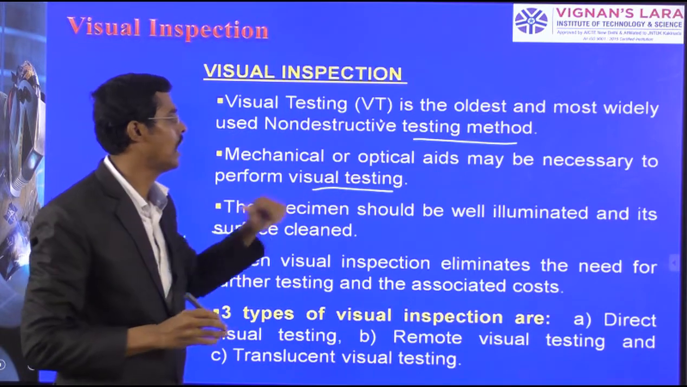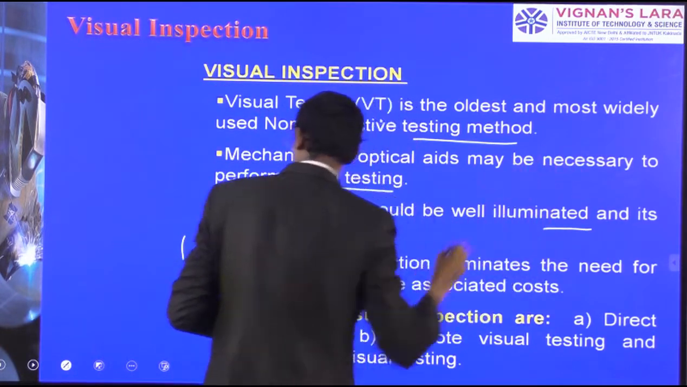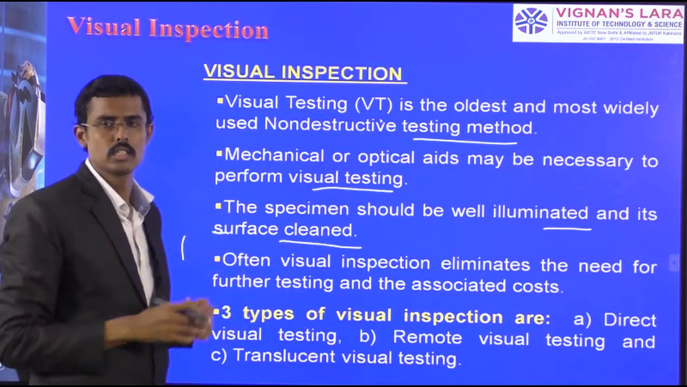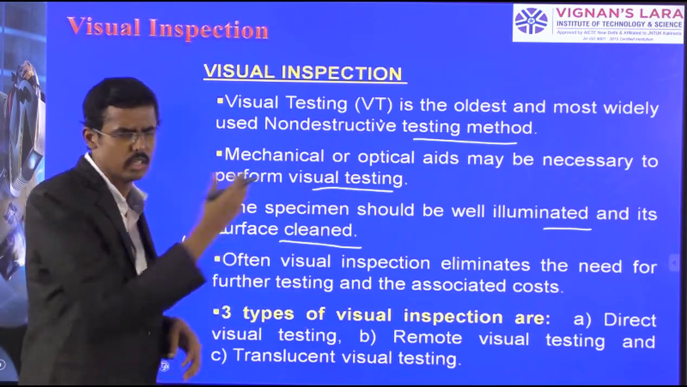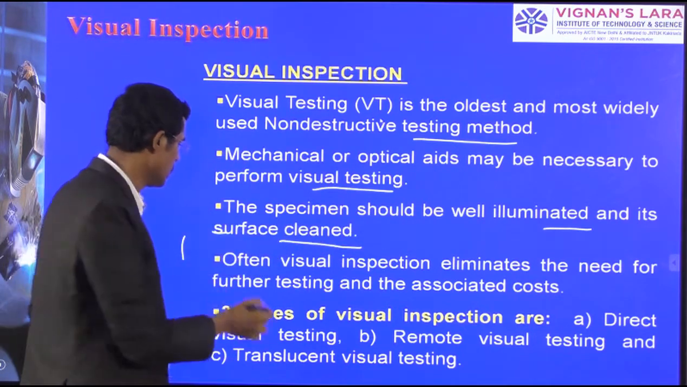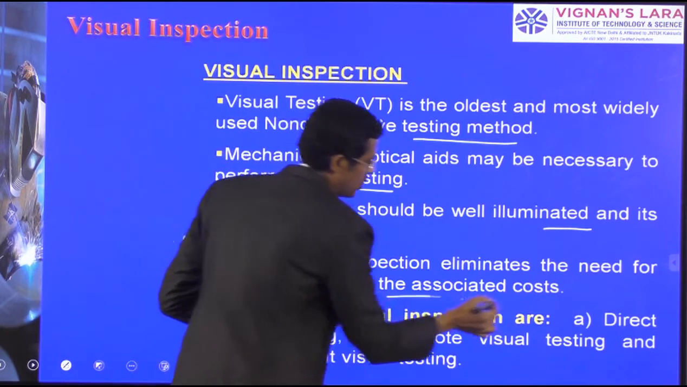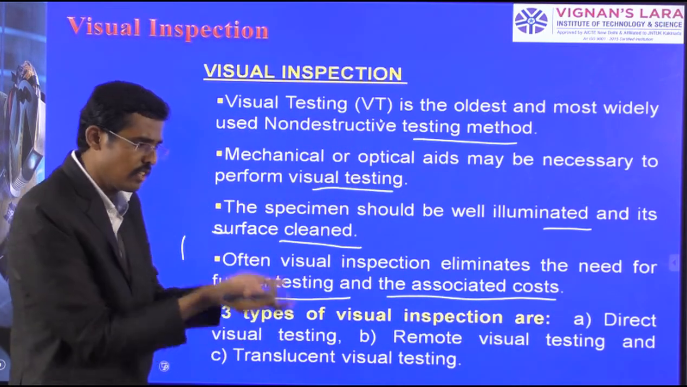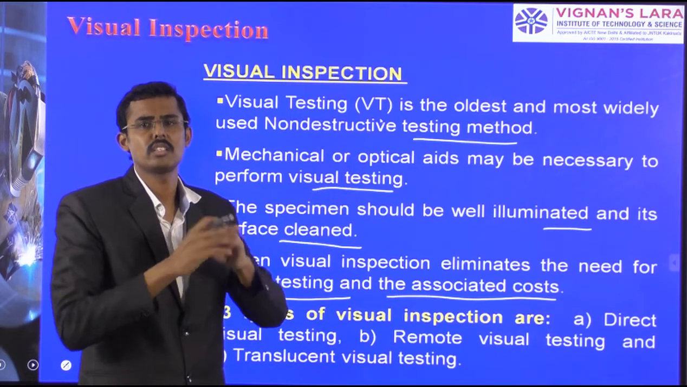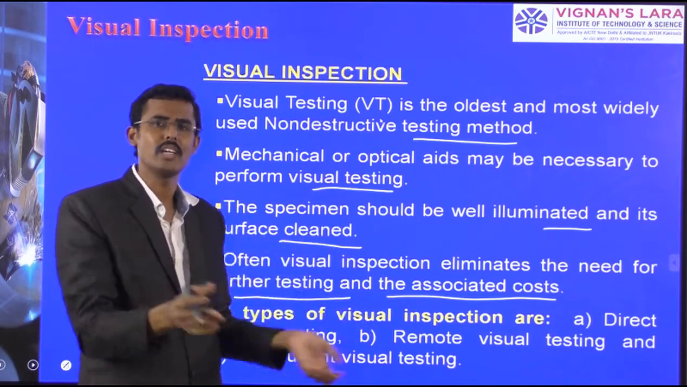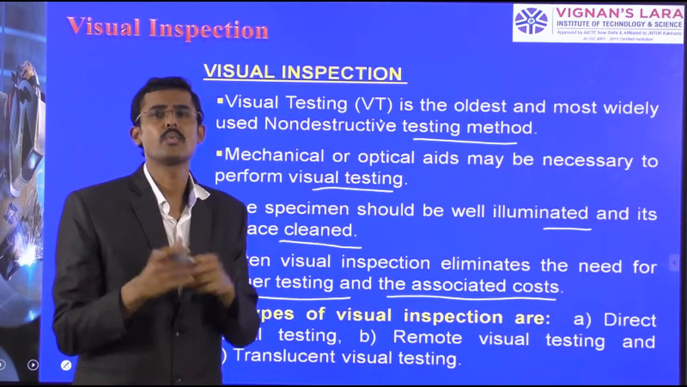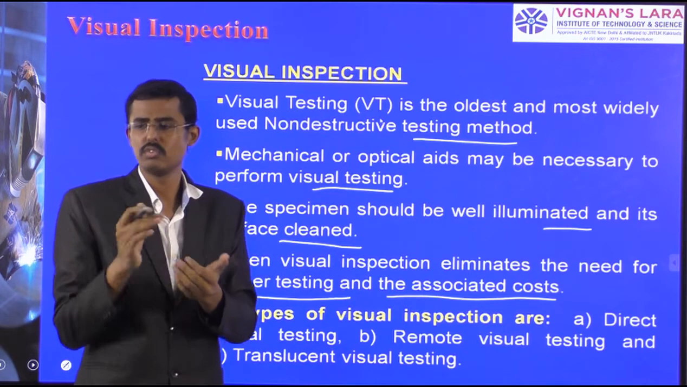The specimen should be well illuminated and its surface very well cleaned. For all tests, the surface of every specimen should be cleaned properly. Often visual inspection eliminates the need for further testing and the associated costs, because if the defect is visible, then why should we go for the various radiographic tests and magnetic particle tests? Therefore, it can be avoided. First preference is given to visual inspection. In such a way, we can reduce the cost of the other tests.